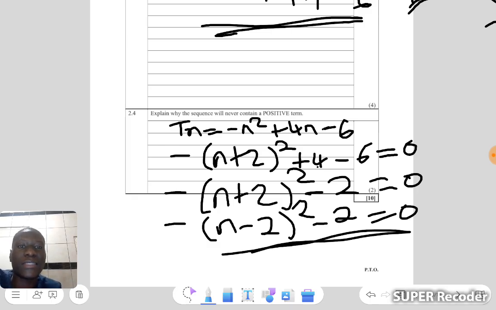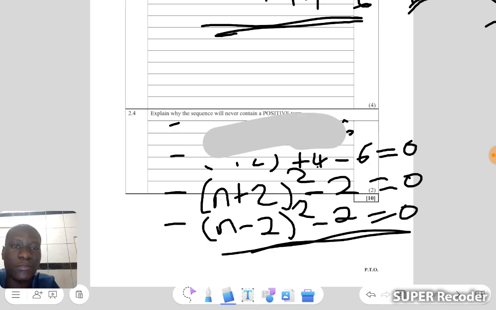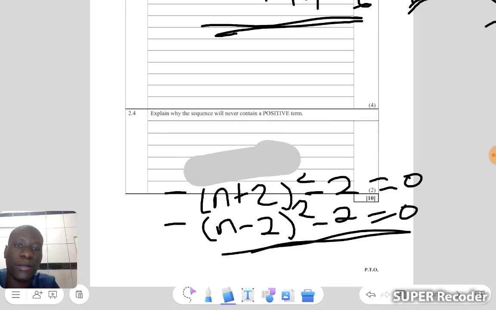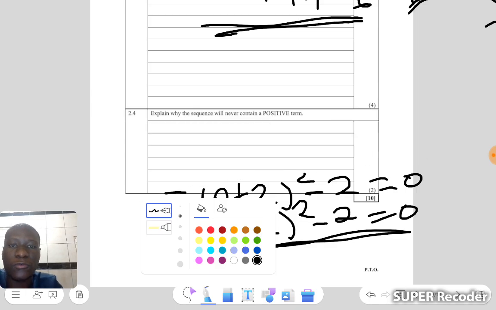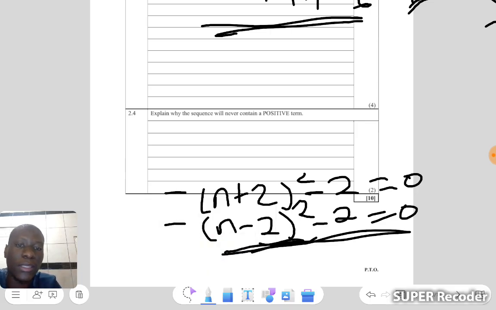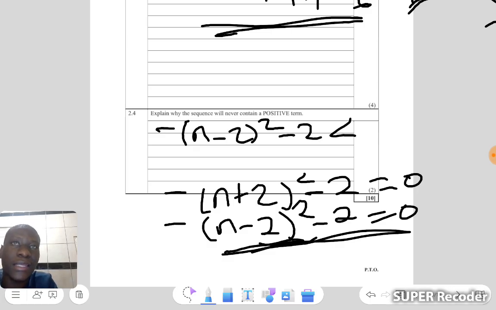So from this final step that we've done here, we can see that... I don't have a space. Let's make a space here above. From this equation, from this final step that we've written here, negative n minus 2 squared minus 2 equals 0, we can see that negative n minus 2 squared minus 2 is less than negative 2, right? It's less than negative 2.